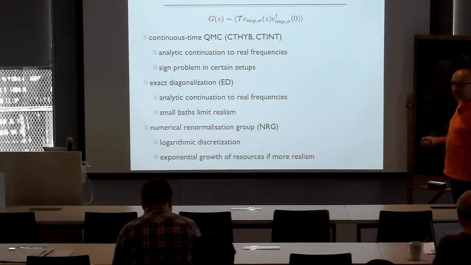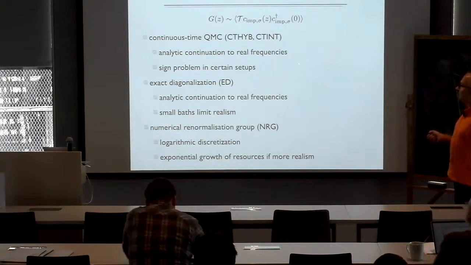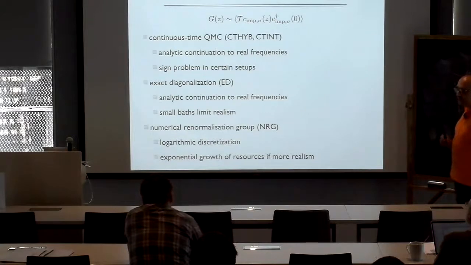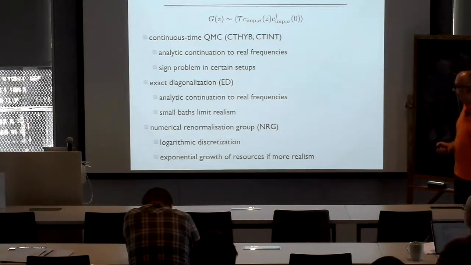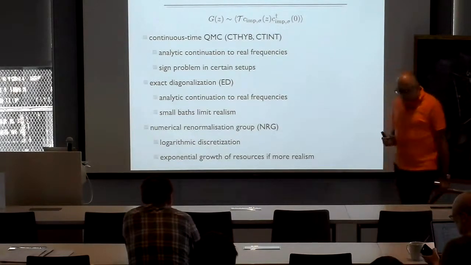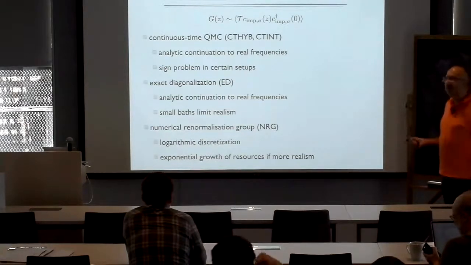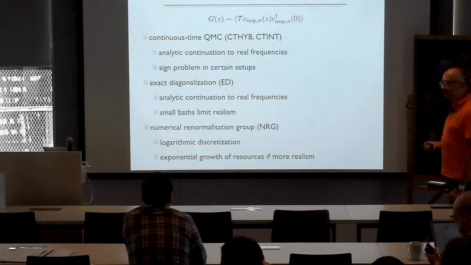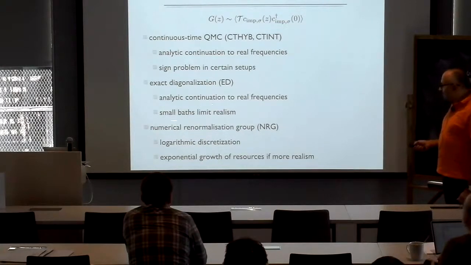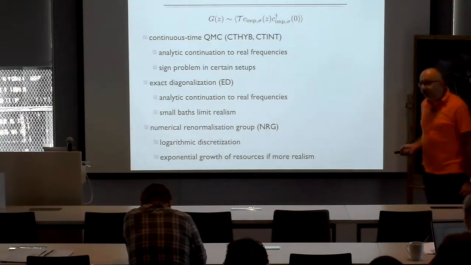I'll just list the weaknesses, because this is, of course, what you want to see. CTQMC, yeah, it's a great method, but you have to do an analytic continuation to real frequencies. And in certain setups, you have a sign problem, which you don't want. In exact diagonalization, you have the same issue, because ED can only deal with baths that describe the Green's function on the imaginary axis. Otherwise, the baths would be too complicated because of the pole structure on the real axis. So you have the same problem. At the same time, small baths limit the realism of the method.